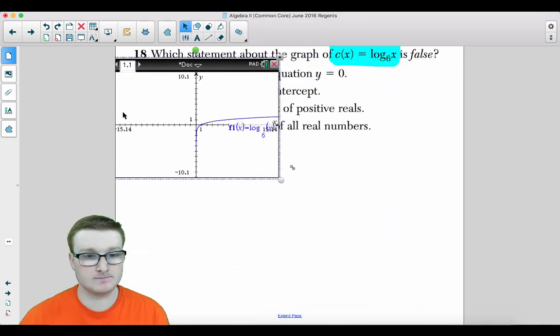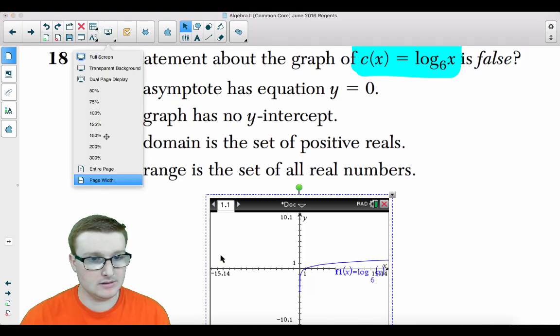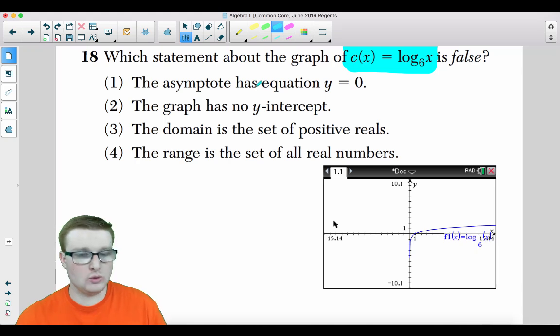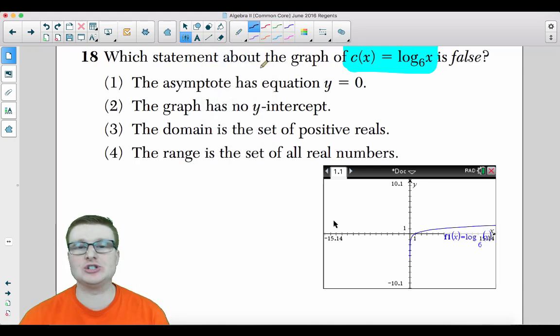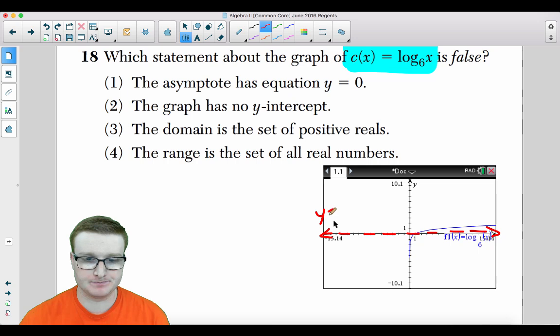Okay, so we got this, and let's talk about it. Here we go. The asymptote has the equation y equals 0. So y equals 0 is right here. That's y equals 0.